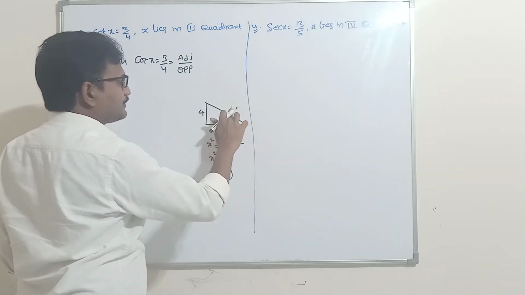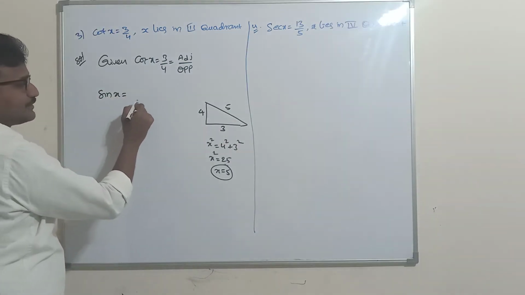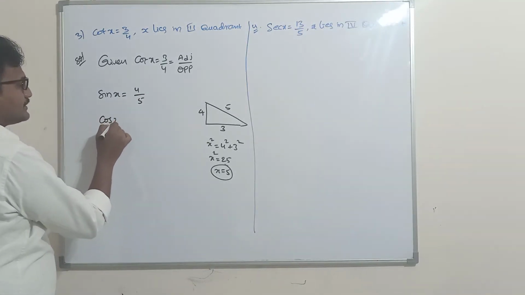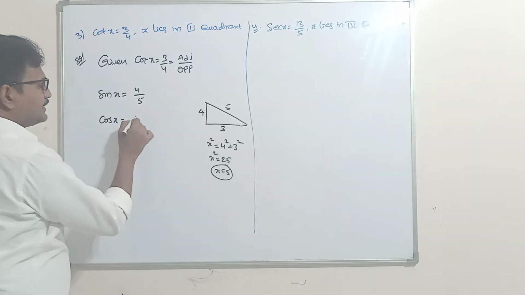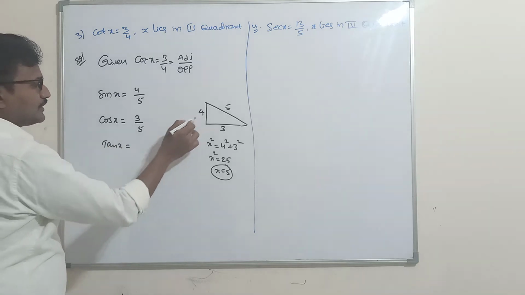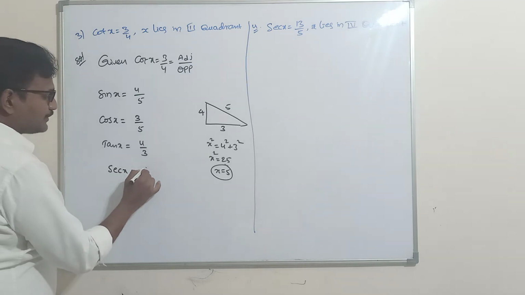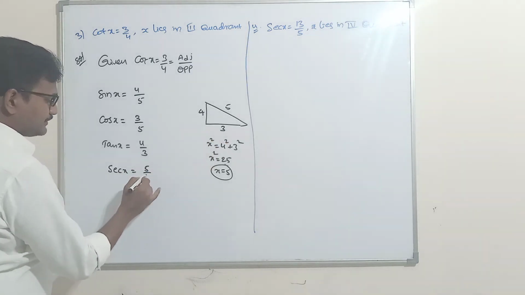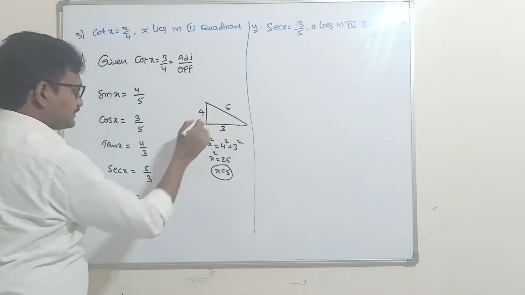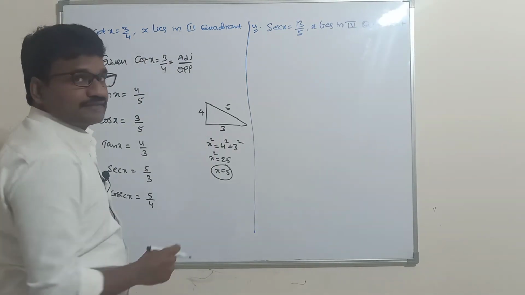So the hypotenuse value is 5. Then what is the value of sin x? Sin x is equal to opposite side by hypotenuse. Cos x is equal to adjacent side by hypotenuse. Tan x is equal to opposite side by adjacent side, secant x is equal to hypotenuse by adjacent side, cosecant x is equal to hypotenuse by opposite side. Here x lies in the third quadrant.